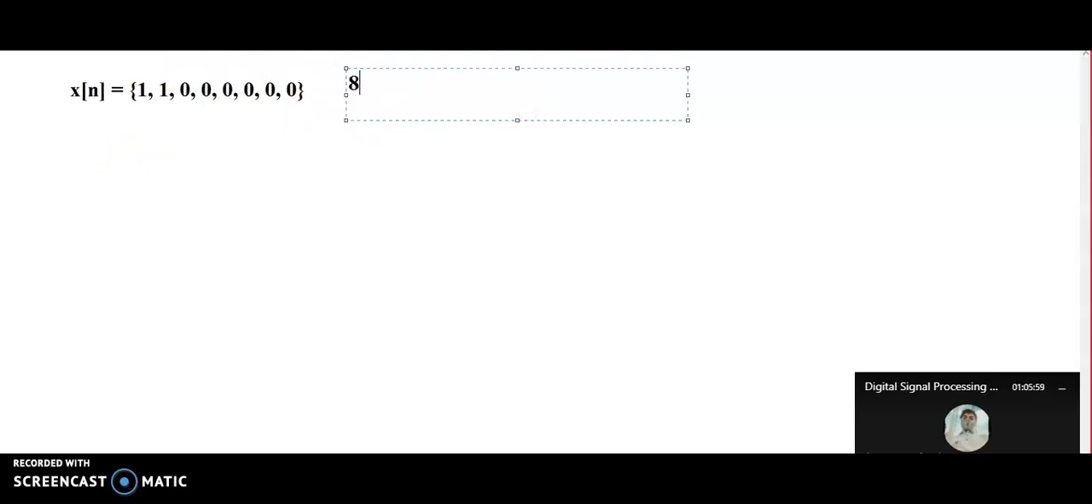8-point DFT. Third year, are you here? Third year?